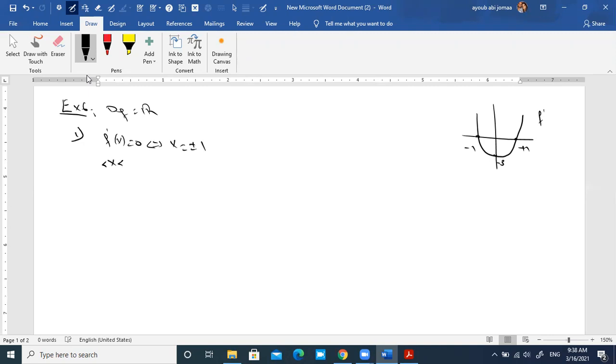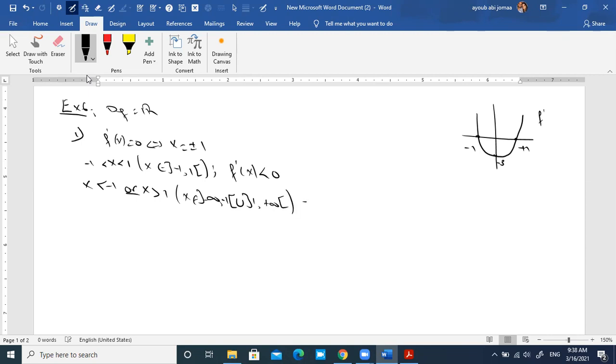If x is between negative 1 and 1, x belongs to the open interval negative 1, 1, f prime of x is negative, because the function is below the x-axis. If x is less than negative 1 or greater than 1, x belongs to negative infinity, negative 1, union, 1, positive infinity, f prime of x is positive because the graph is above the x-axis.